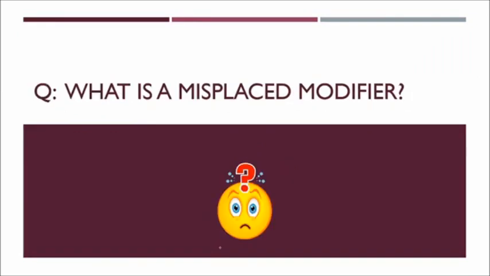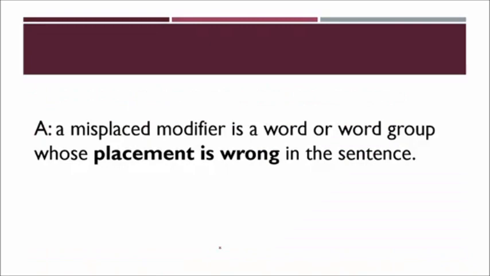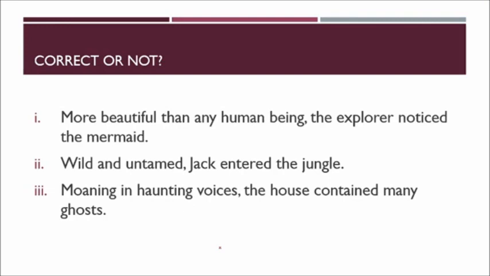Now, what is a misplaced modifier? One of the common problems is where to place a modifier. Modifiers can cause confusion in a sentence when they are placed too far from the noun they are modifying. A misplaced modifier is a word or group of words whose placement is wrong in the sentence. In this case, the modifying word and the word that is being modified are far from each other. Consider the following examples.